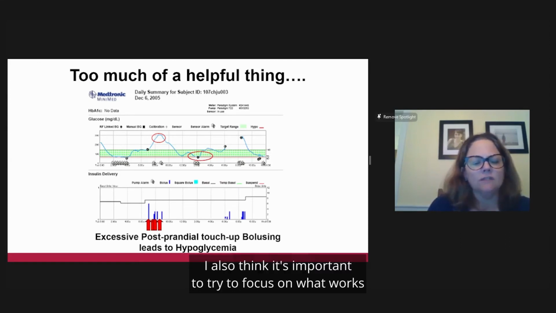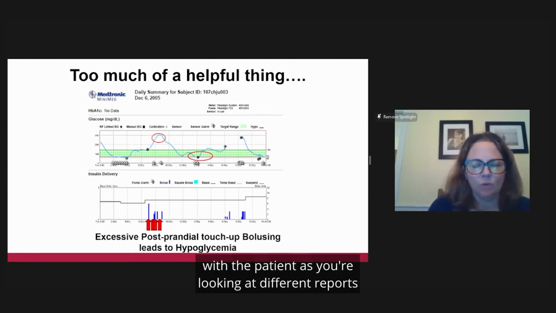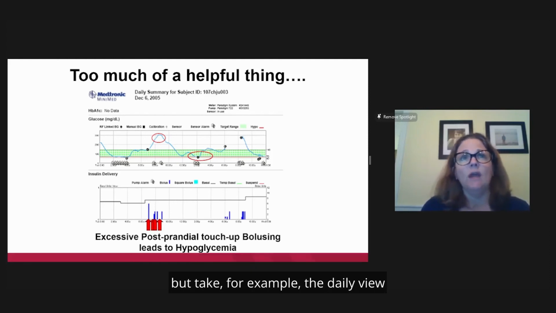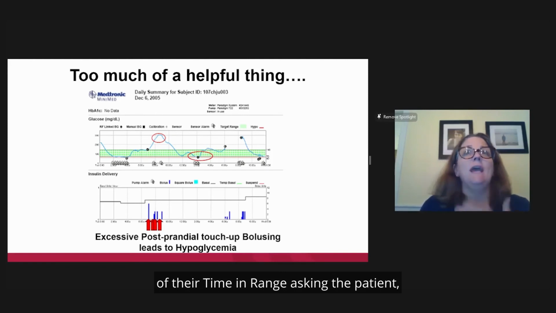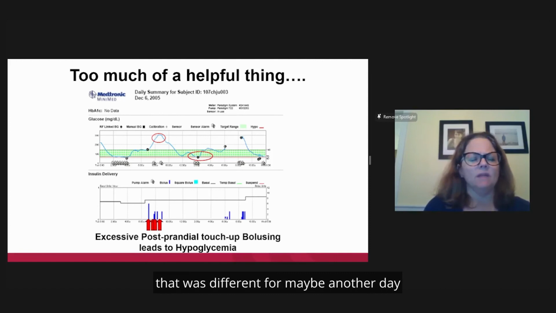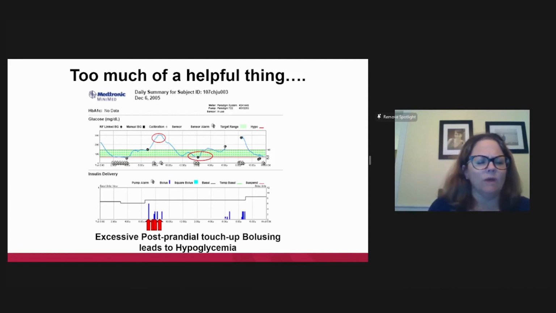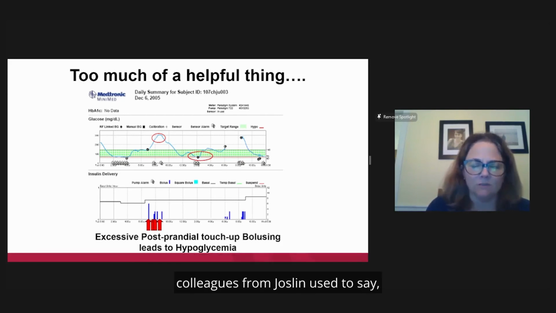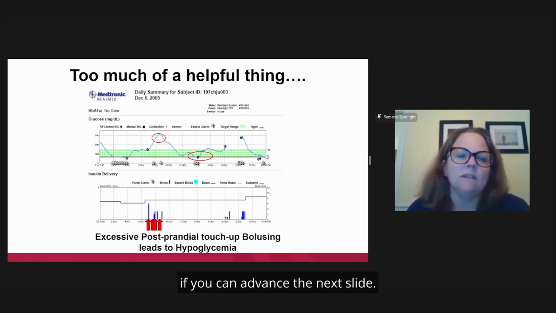I also think it's important to try to focus on what works with the patient as you're looking at different reports, and that may be a multitude of the reports, but take, for example, the daily view. If you see a day where they're spending most of their time in range, ask the patient, hey, what did you do this day that was different from maybe another day? And how can we replicate that? I think you need to also remind the person with diabetes to aim for improvement, not perfection. This was definitely a tagline that one of our former colleagues from Joslin used to say. If you can advance the next slide.